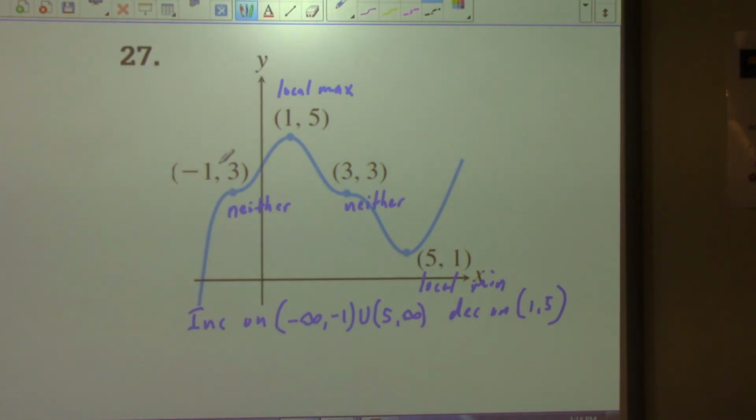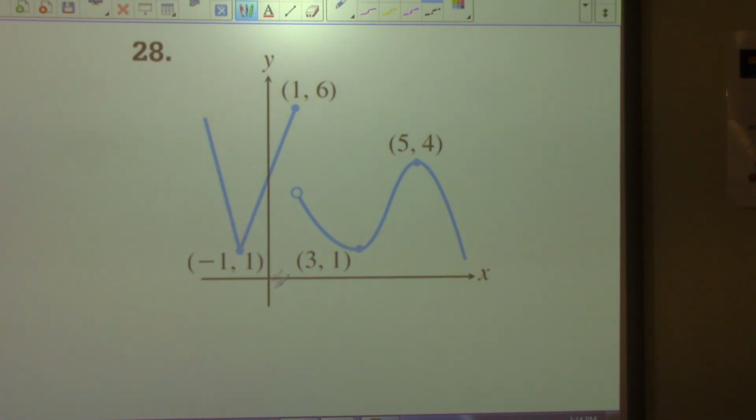Okay, on to this one here. This one down here at negative 1, 1, minimum. And then at 1, 6, max. Yeah, that's a local max. Now, it's kind of weird because it really is not strictly a peak, is it? But it is the highest point either if you go to the right, which does not exist, or to the left. So I would call that a different type of local maximum.